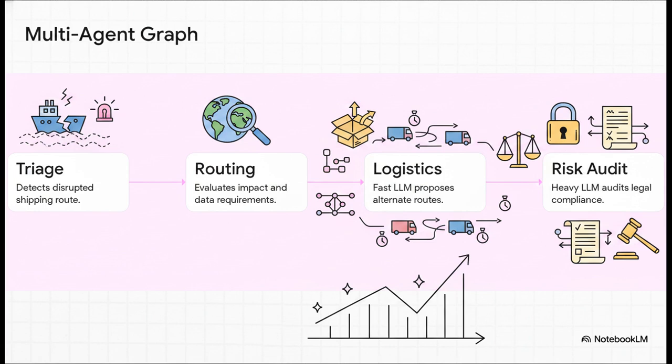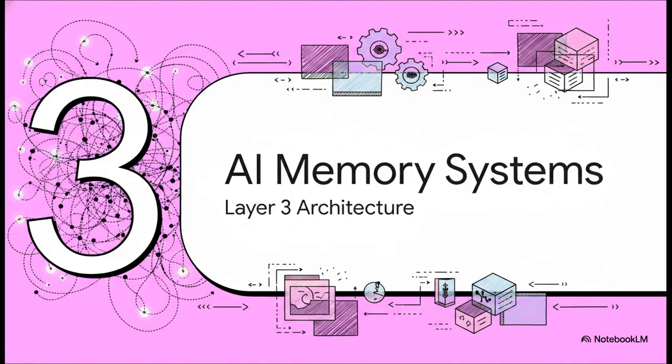Finally, Step 4, a risk agent, powered by a heavy, deep reasoning LLM, audits those exact new routes for legal and customs compliance. It's a beautiful thing. Different models handling the specific tasks they're uniquely designed for. Which brings us nicely to Layer 3, architecting AI memory systems.